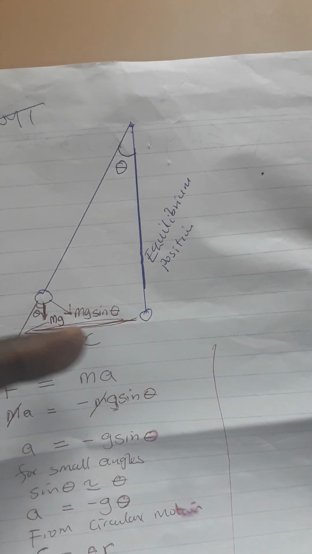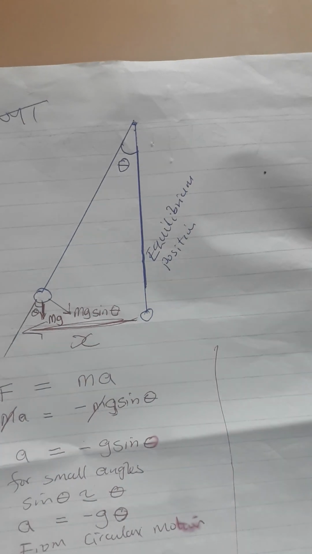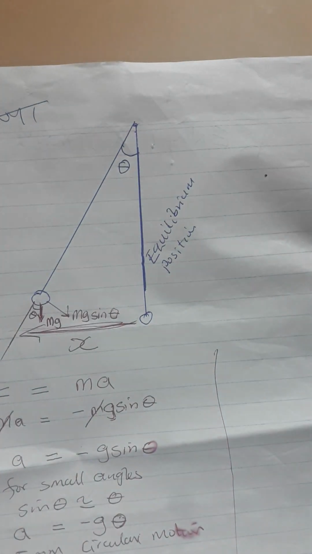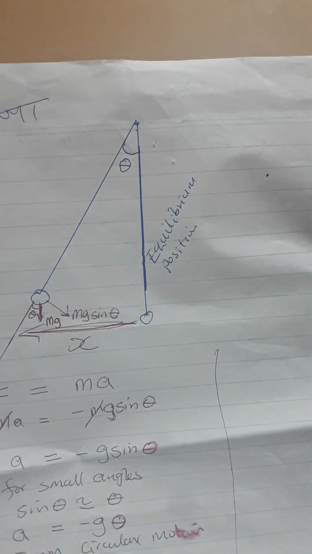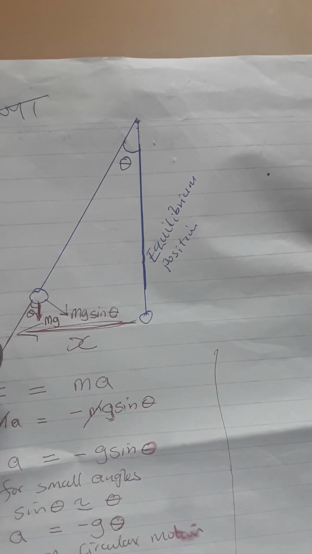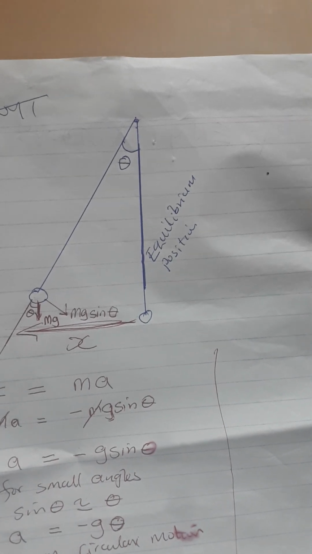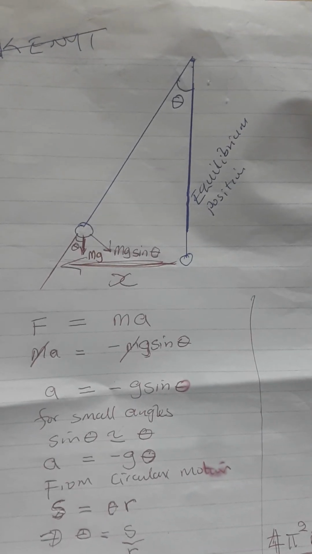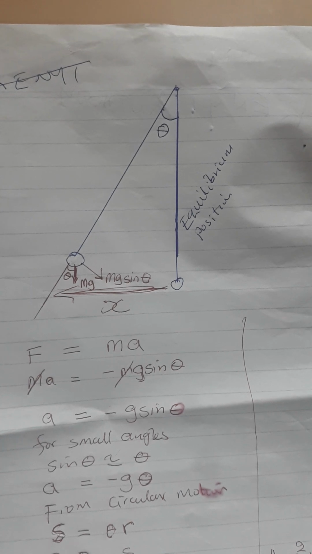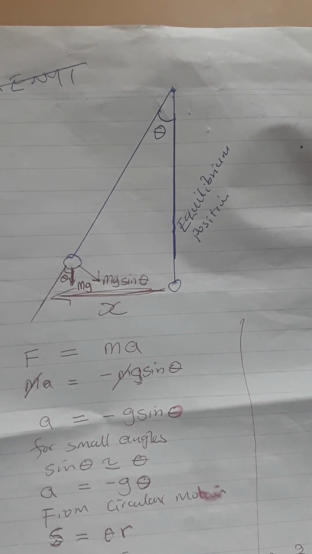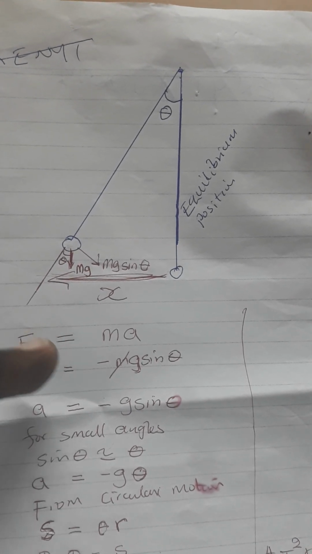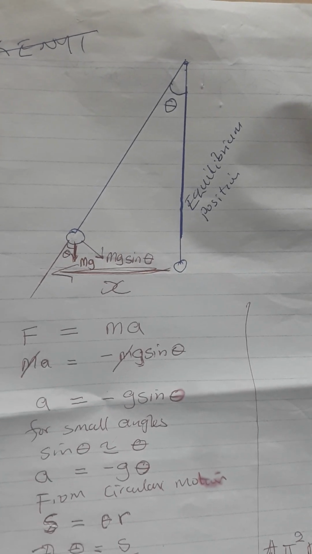The displacement is x, which was in the opposite direction. You realize that the restoring force is taking the pendulum to the opposite side, to the direction of the displacement here. So we know from Newton's second law of motion that force is directly proportional to the rate of change of momentum, and when we narrow it down, we would end up with the force equals to mass times the acceleration of the body.